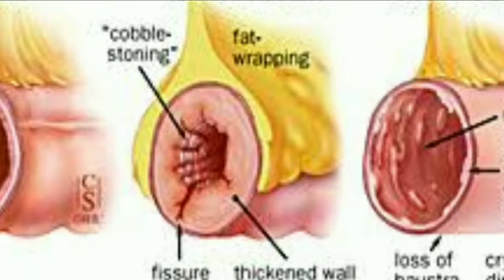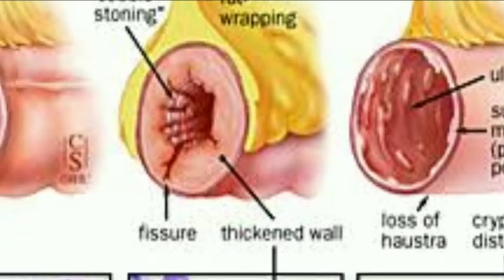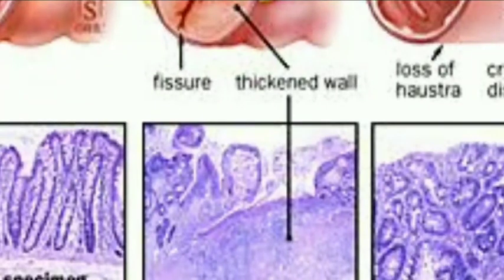Stool is looked at for any ova, parasites or cysts. Fecal calprotectin level is high. Colonoscopy shows mucosal inflammation or ulceration with skip areas. So that is important in Crohn's disease. There is presence of skip areas. This actually differentiates it from ulcerative colitis. Colonoscopy biopsy confirms the diagnosis.